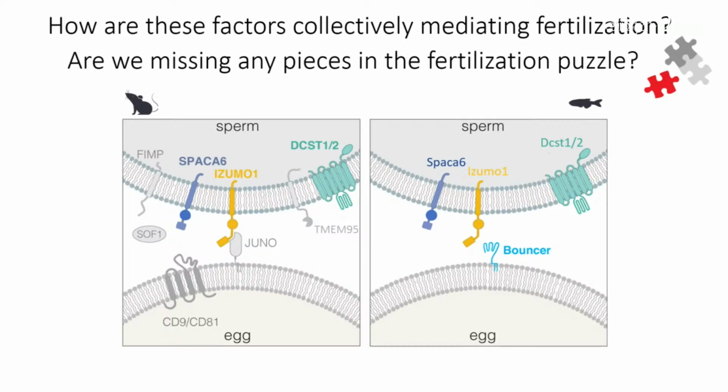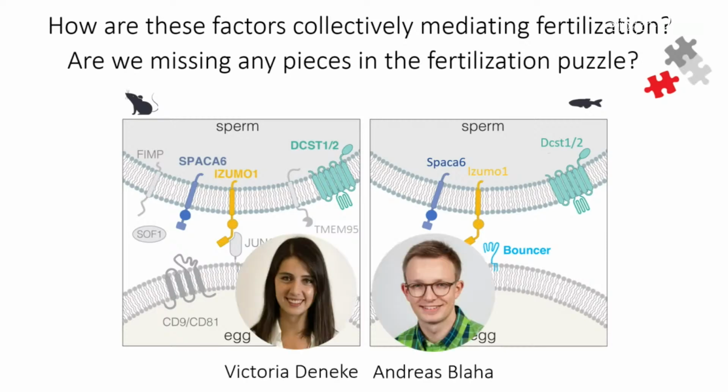So we were thinking, and there were some indications already, that maybe these factors would collectively mediate fertilization, for example, by forming a bigger protein complex. We, of course, also had in mind that maybe we are missing some other factors that haven't been identified before in mammals, and they might be either fish-specific or they might actually be also conserved in mammals. So this project was led by two fantastic people in my lab, Victoria and Andreas, and I would like to share with you what we found.